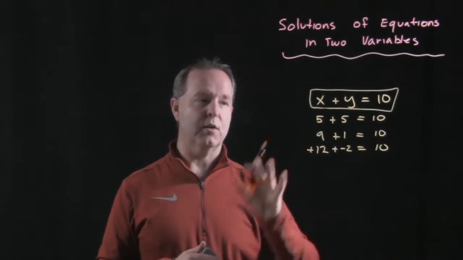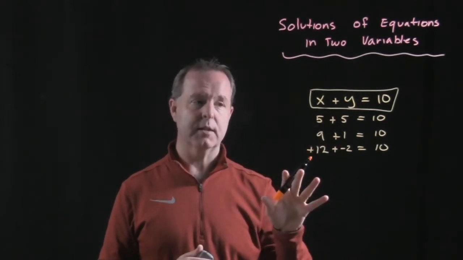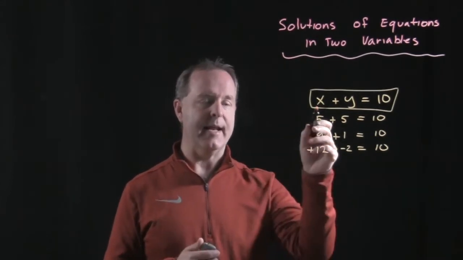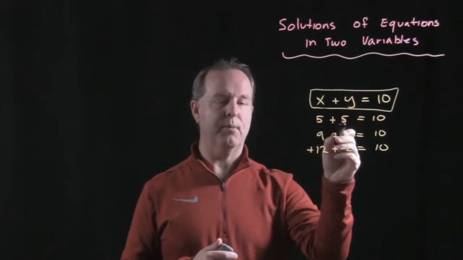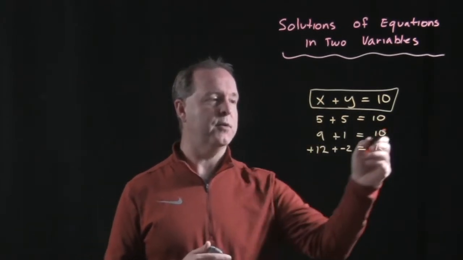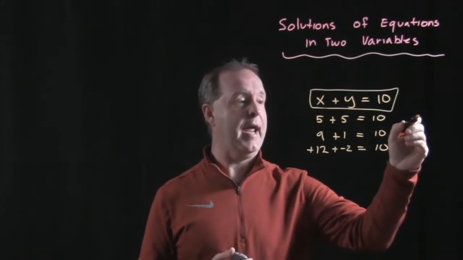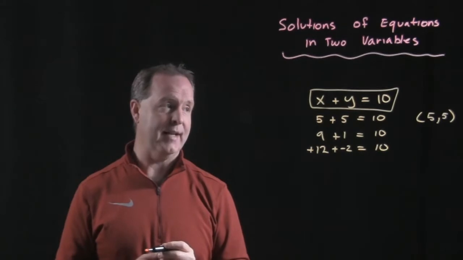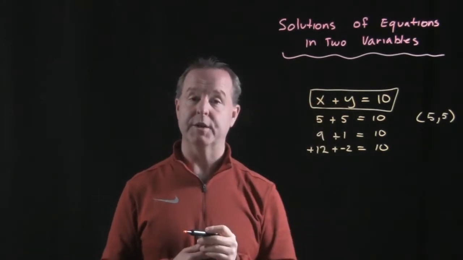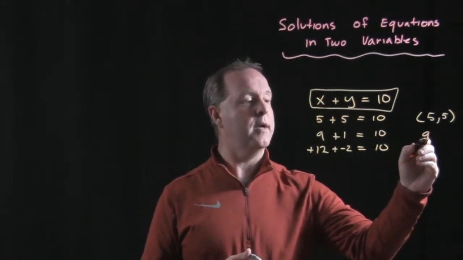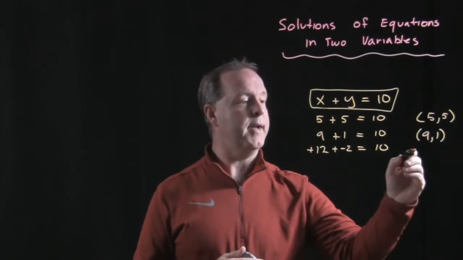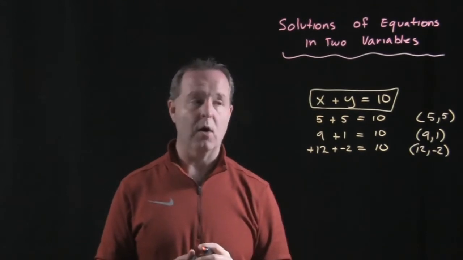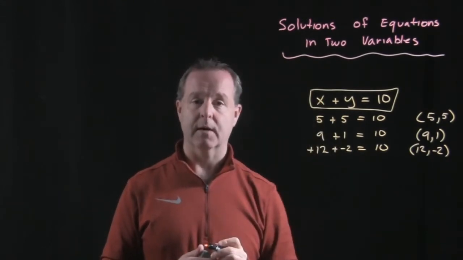One way that we can start to represent all these solutions is again through the Cartesian coordinate system. And we're able to start to notice that all these points have an x and y value. I could also represent the solutions as coordinate pairs. So the point 5 and 5 makes this equation true. The point 9 and 1. The point 12 and negative 2. All of those are what we call solutions to this particular equation.